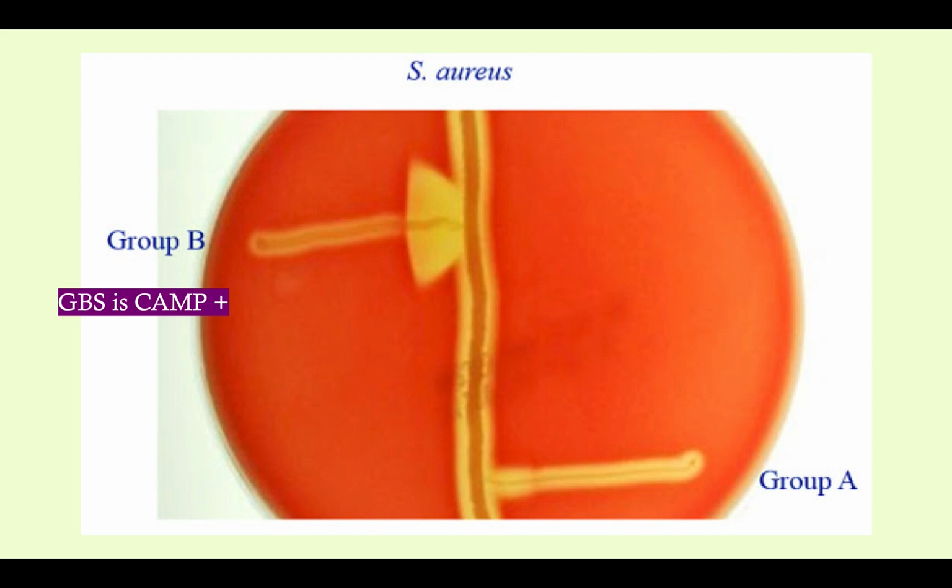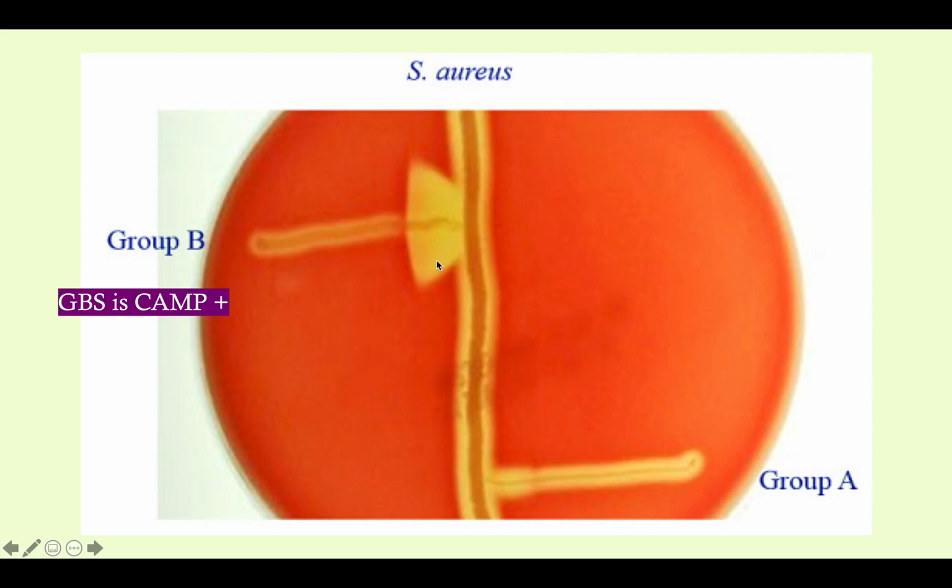So the way you can tell that it's CAMP positive is you plate Staph aureus and you draw a line down the middle of the agar, and then you take your beta hemolytic strep that you don't know whether it's group B or group A, and you draw a line from one side to the other, perpendicular to your Staph aureus line. Remember, Staph aureus is also beta hemolytic, even though it's not strep. And if you're dealing with group A strep, you'll just see that line perpendicular to the Staph aureus line. If you're dealing with group B beta hemolytic strep, what you'll see is this enhanced zone of hemolysis. And that's because CAMP enhances the hemolysis of Staph aureus.